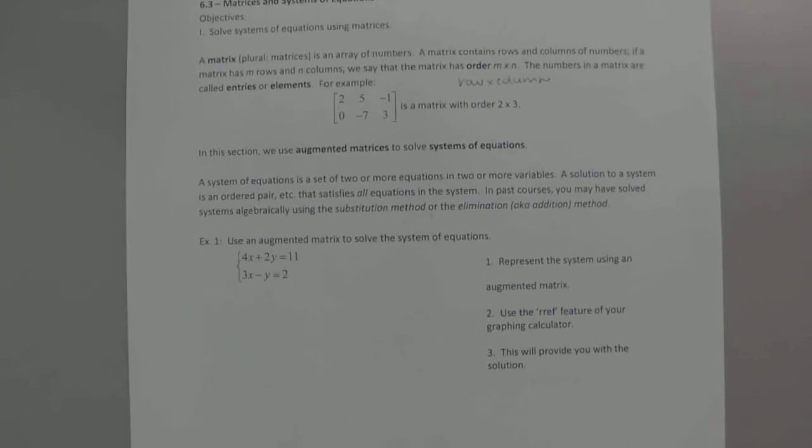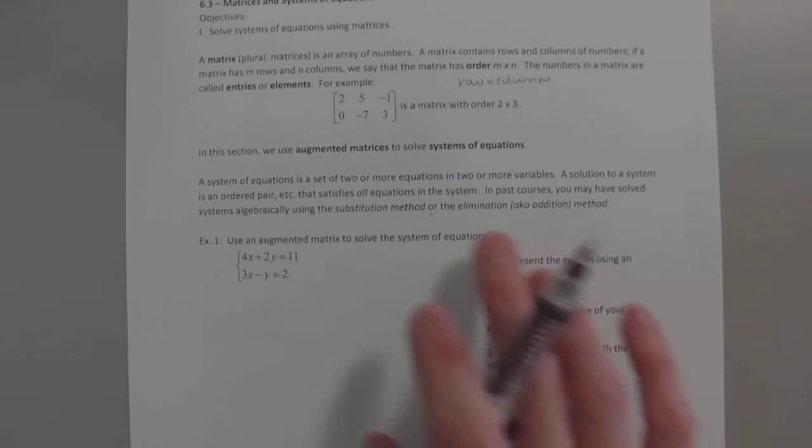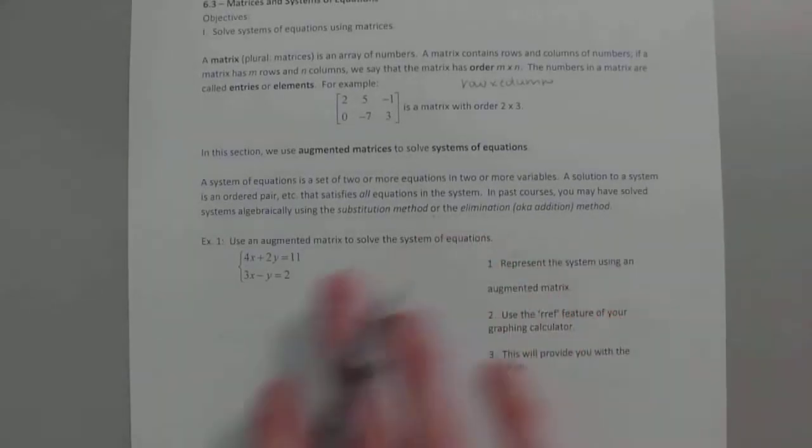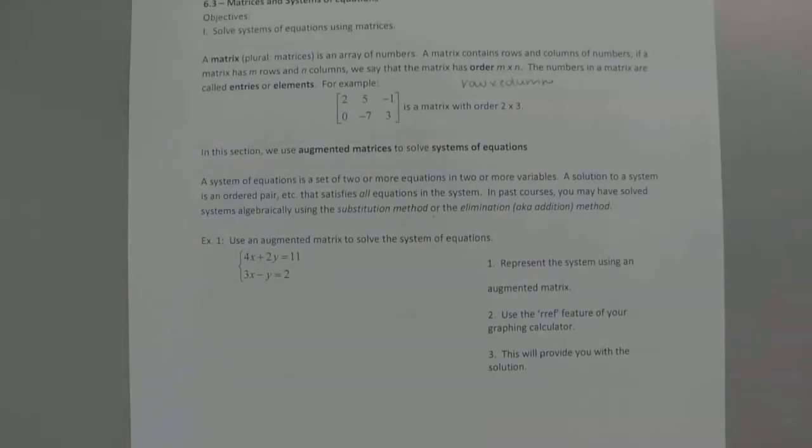So it says a system of equations is a set of 2 or more equations and 2 or more variables. A solution to this system is an ordered pair or an ordered triplet or whatever it may be that satisfies all the equations in the system. In past courses, you may solve them algebraically using substitution or elimination. We did elimination because you can't do substitution in 3 variables, but if you have 2 variables, you can do substitution. All right, so let's see what's going on.